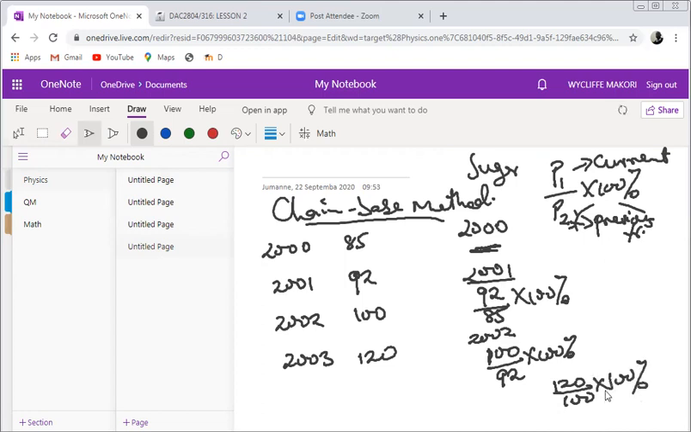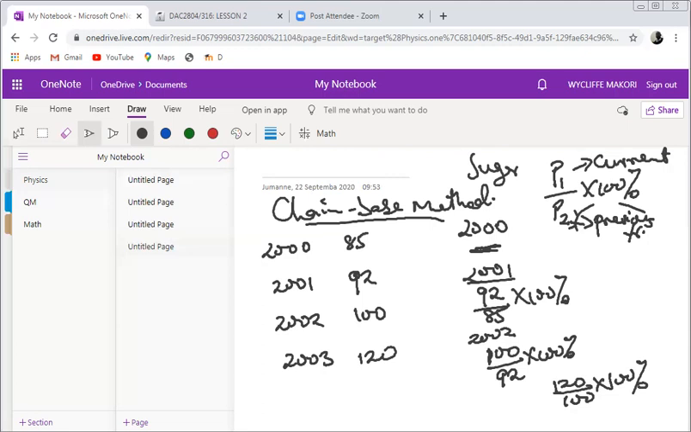That is actually the chain-based method. So you'll find that we are doing it like a chain. The base keeps on changing. But the key thing that you need to remember here is that the base is the price of the previous year. So that is now the chain-based method.